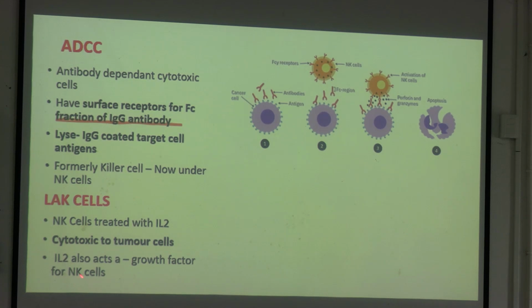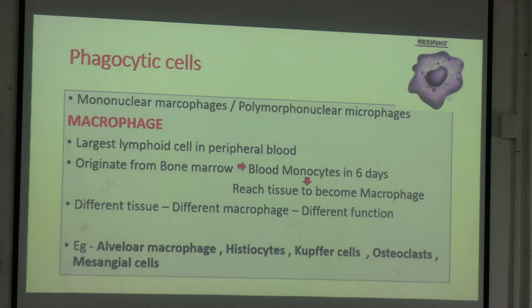আচ্ছা, LAK cells কি? LAK cells, the NK cells treated with interleukin 2, they are from the LAK cells. They are cytotoxic specifically for the tumor cells. They don't have much role in the infection of foreign antigens. Tumor cell recognize করে। আচ্ছা, phagocytic cells এর মধ্যে most important is the macrophage.